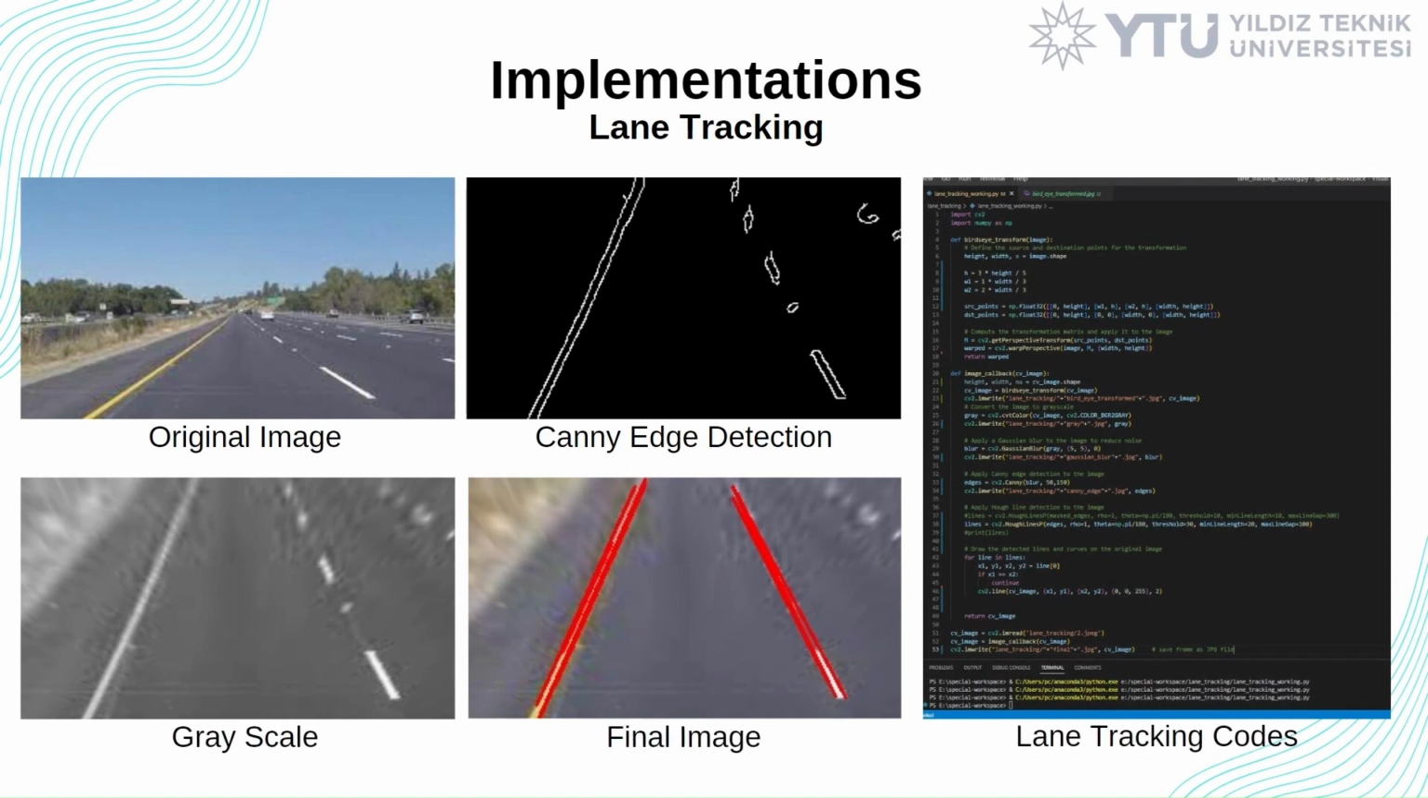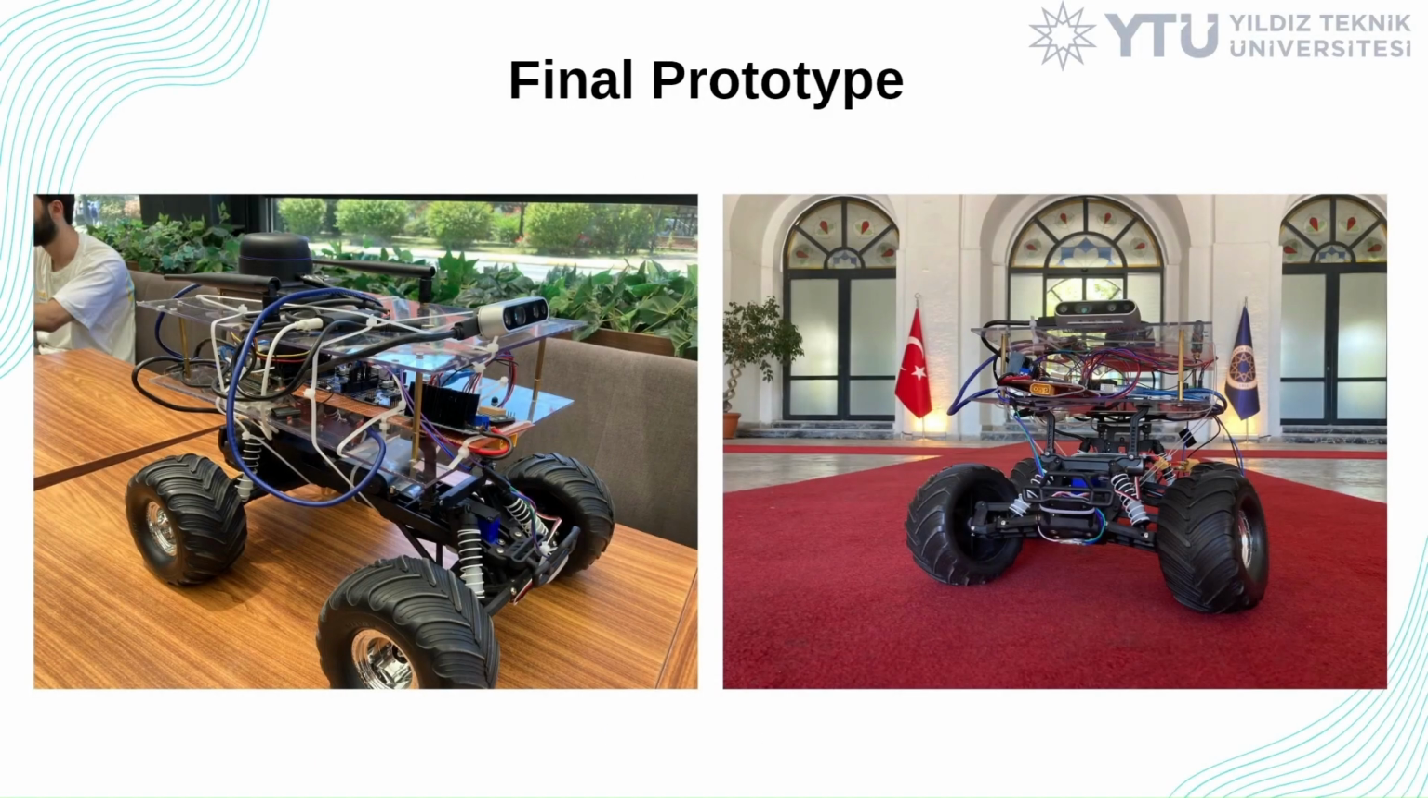For lane tracking, we are taking bird's-eye view of origin image, converting it to grayscale, using Gaussian blur filter in it, and making any edge direction in it. This is our final prototype.